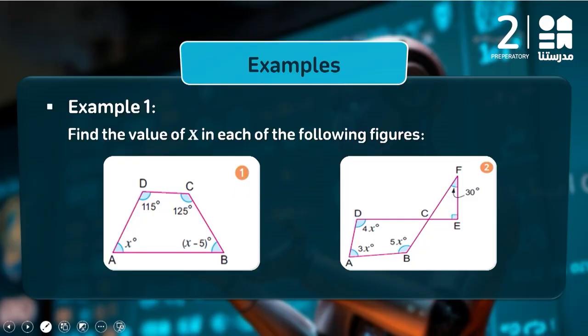Let's look at example 1. We have two figures and we want to find the value of x in each of the following figures. Let's look at figure number 1.